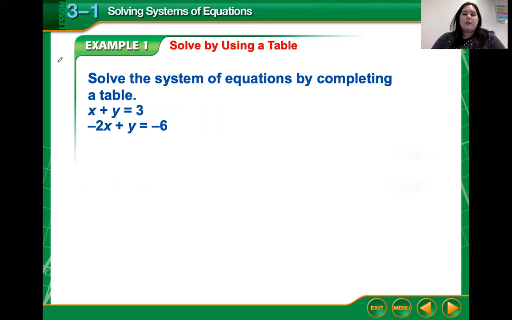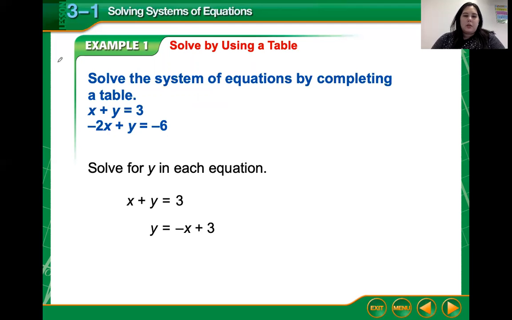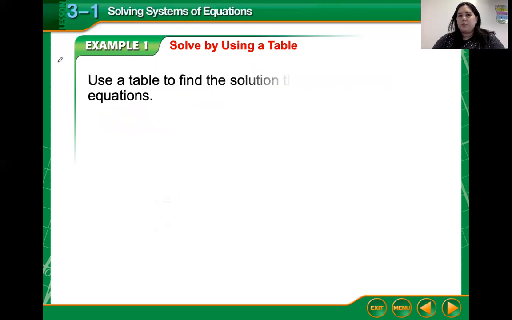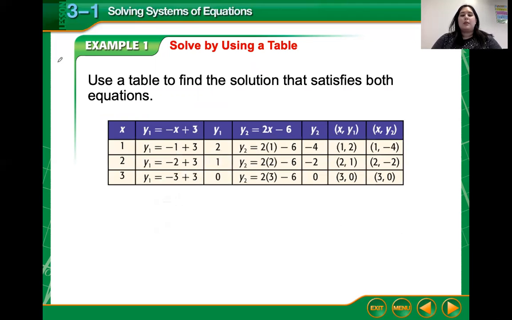So we're going to solve this set, x plus y equals 3 and negative 2x plus y equals negative 6, by using a table. We solve for y on each of them, and we get y equals negative x plus 3 and y equals 2x minus 6. Then we use a table, and what we're looking for is an intersection, meaning at some x point they have the exact same y value.